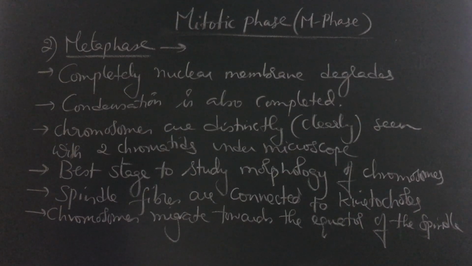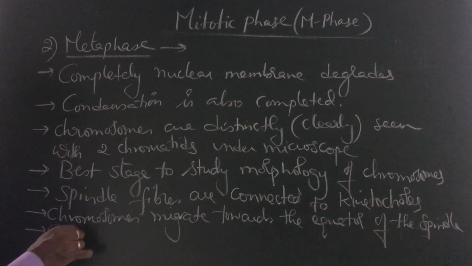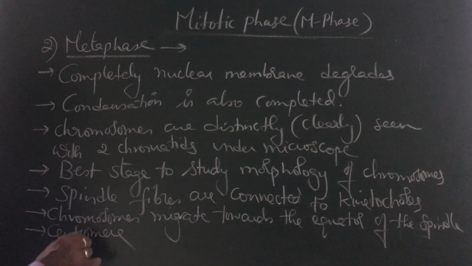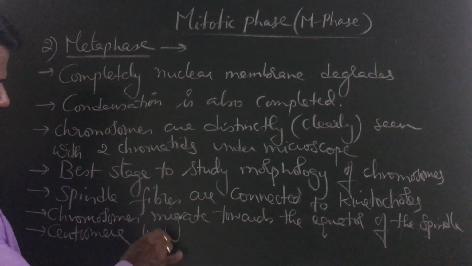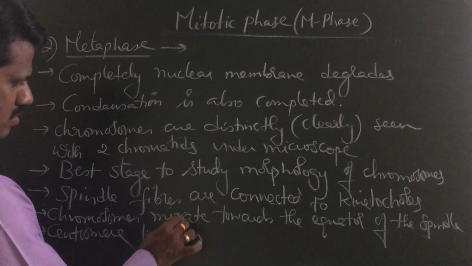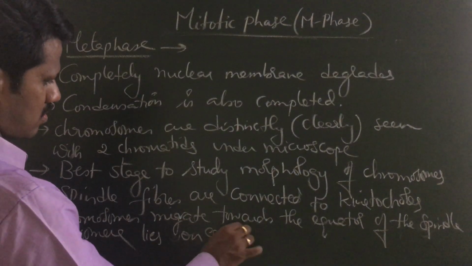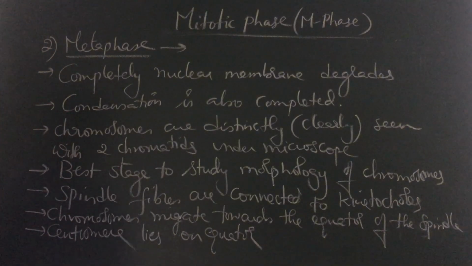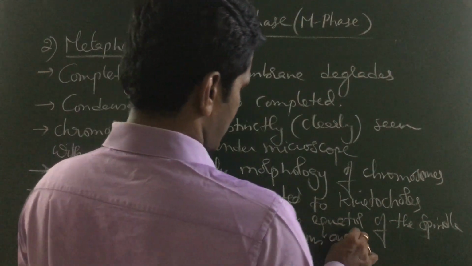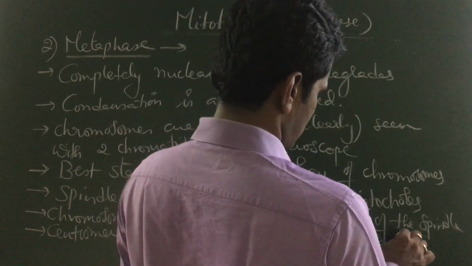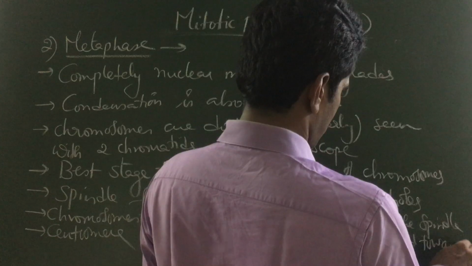The centromeres lie on the equator and the arms are oriented towards the poles. When you see the centromere, this point is very important, its location. The centromere lies on the equator and the arms are oriented towards the poles.